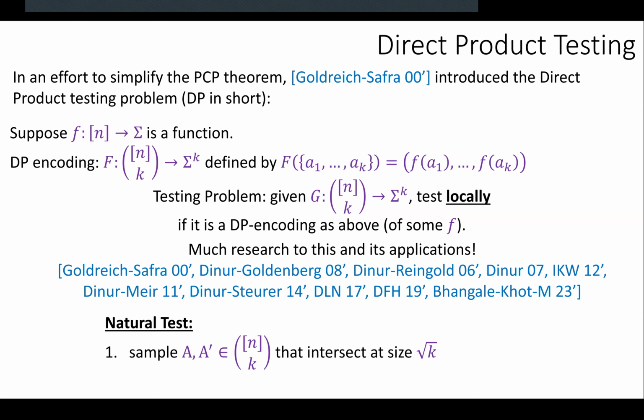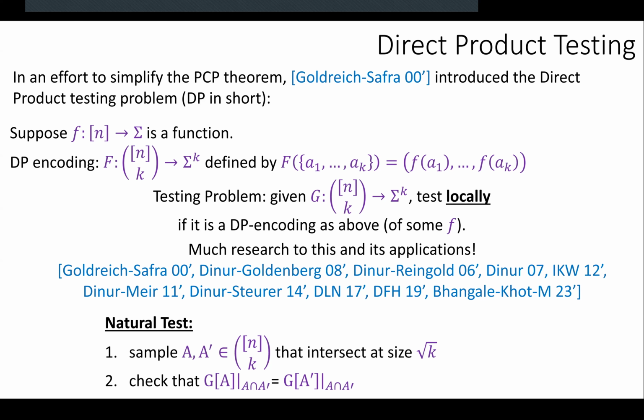So what you're going to do is sample two sets, A and A1, that have non-trivial intersection. Then you're going to query G at those locations and check that on the shared elements, on A intersection A1, they are consistent. This is a very natural test.